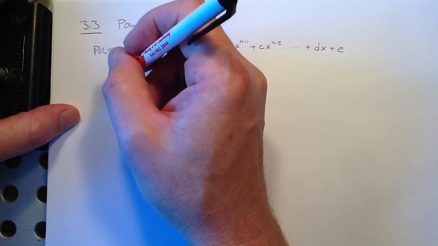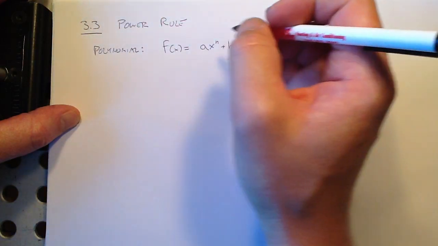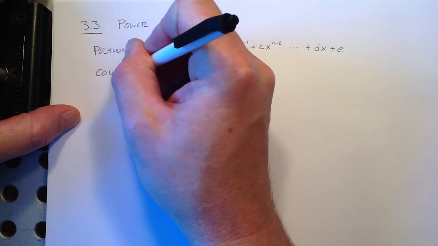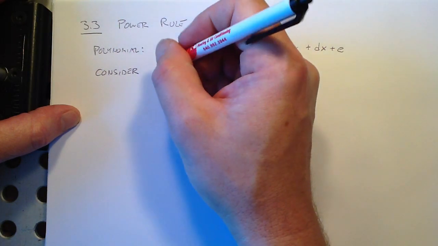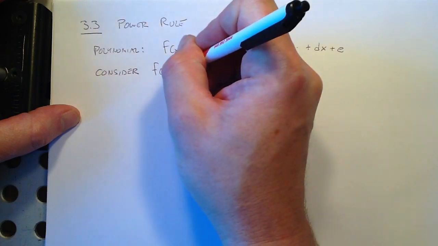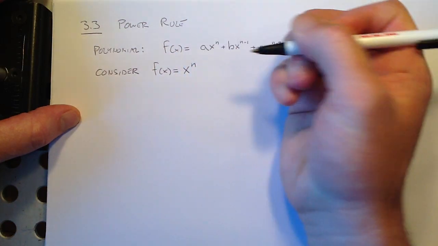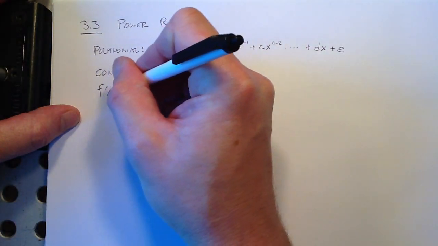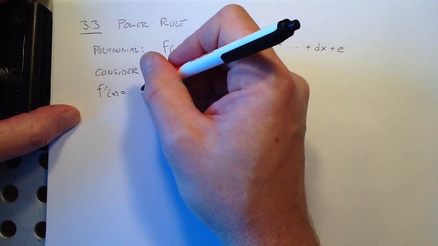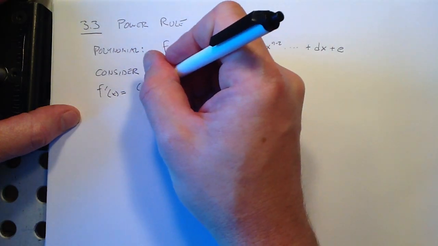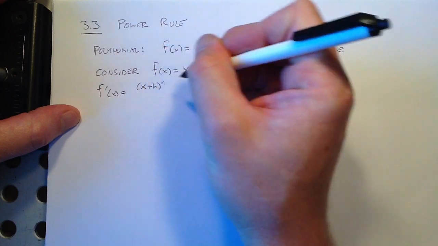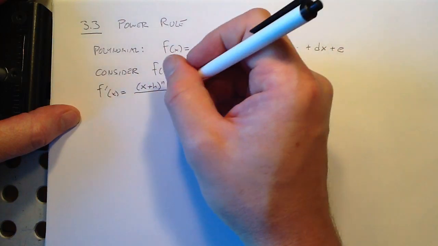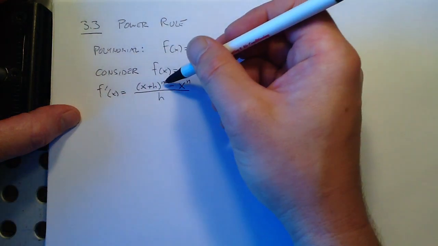Okay, so this is what we observe. Let's say I just have a monomial. So consider f of x equals x to the n. By the definition, f prime of x would be equal to f of x plus h, which is x plus h to the n, minus x to the n, that's f of x, all over h.